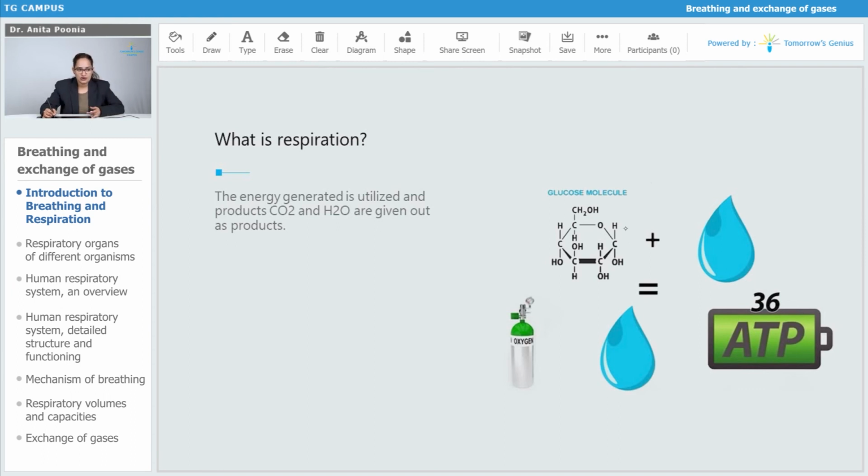So this is the glucose molecule you see, and this is the oxygen. And so what does that give? That gives carbon dioxide and water vapor, and apart from that, it gives ATP. So there are 36 molecules of ATP.